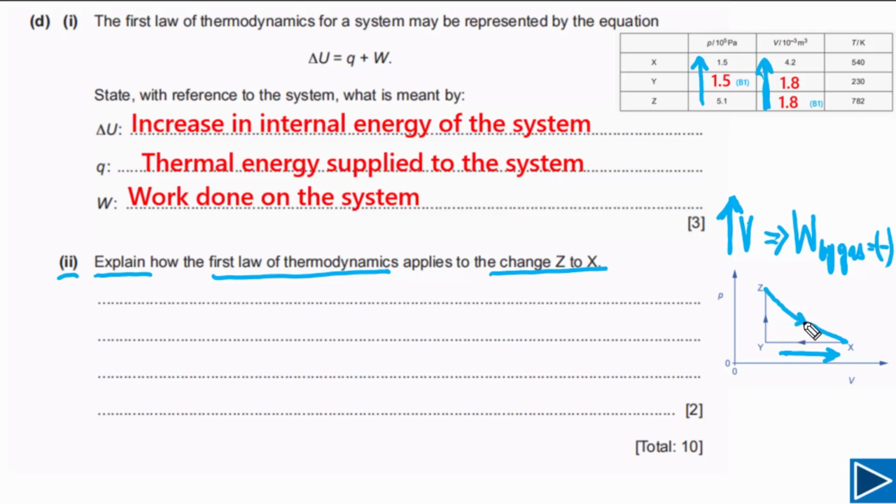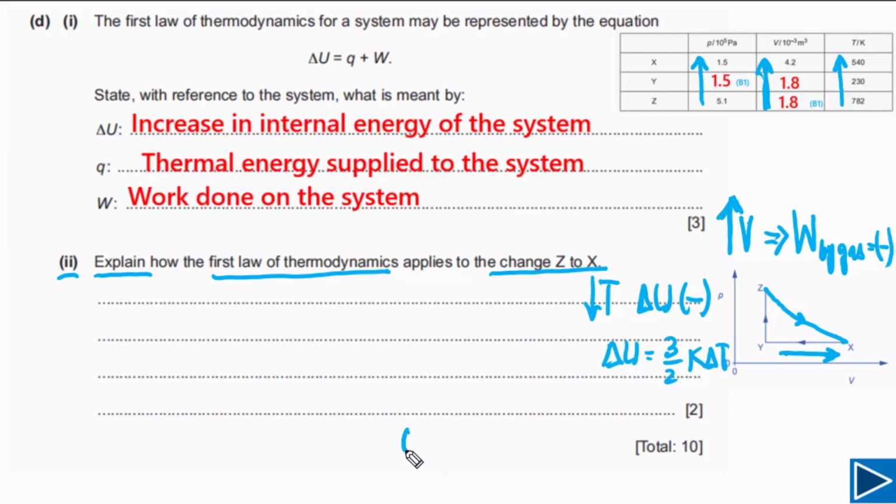Now let's look at temperature. If we go from Z to X, you can see the temperature is decreasing. So if temperature decreases, it means delta U is negative, meaning the change in internal energy is negative. This is negative because delta U is equal to 3 by 2 k times delta T. If the change delta T is negative, it means delta U is negative.